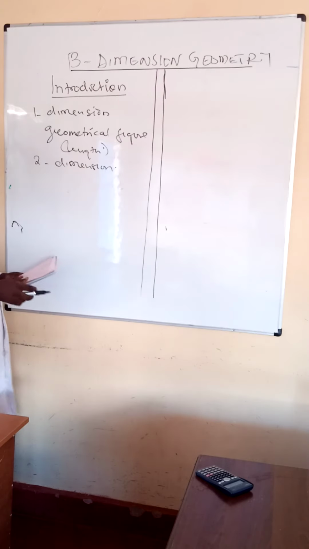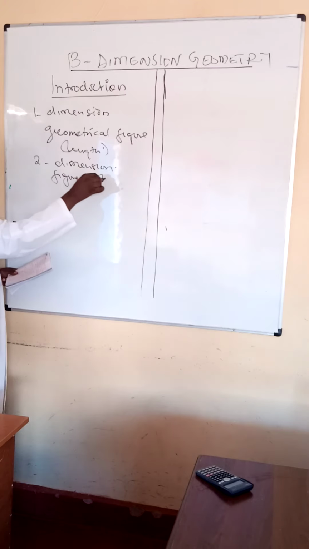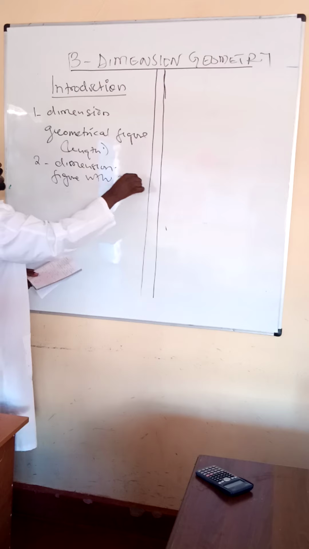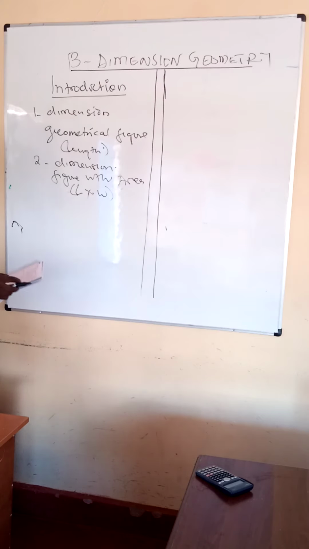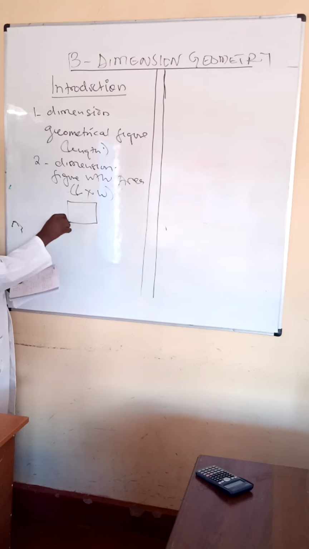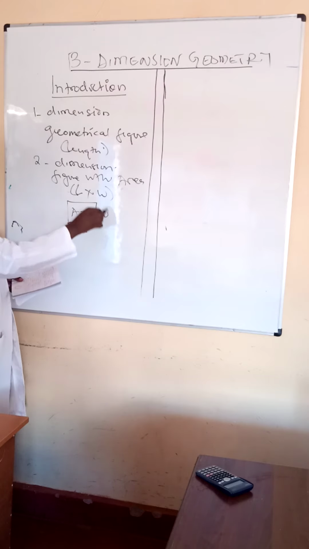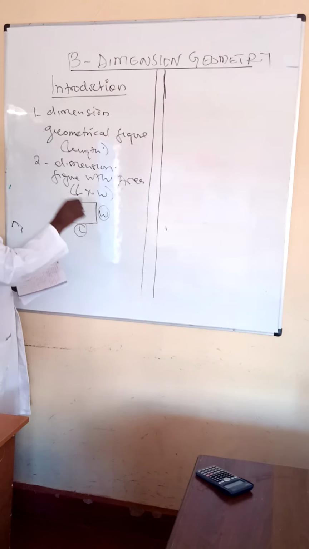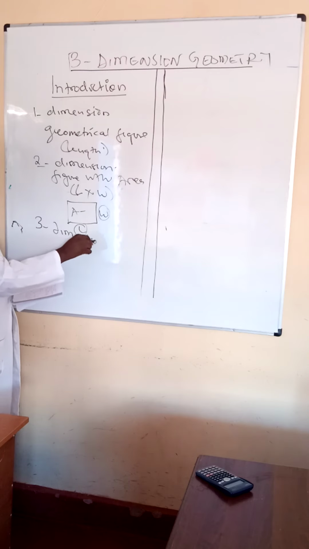Two dimension, these are figures with only area, that is the length and the width. We have the length and the width. For example, a plane with length and width, you can only get the area. Hence we call these figures two dimension. Then three dimension, which is our topic.